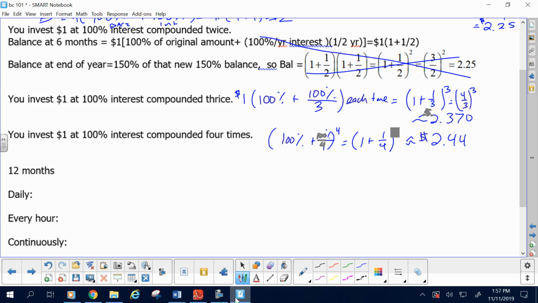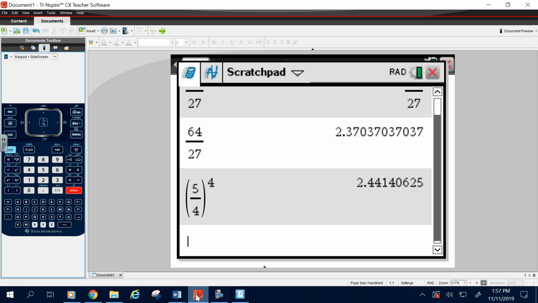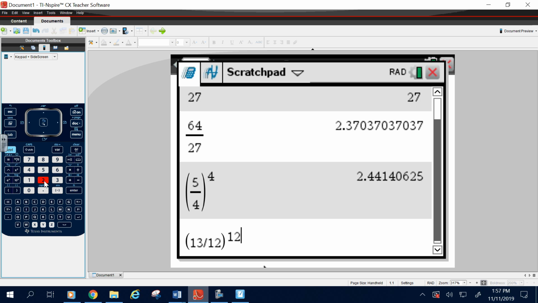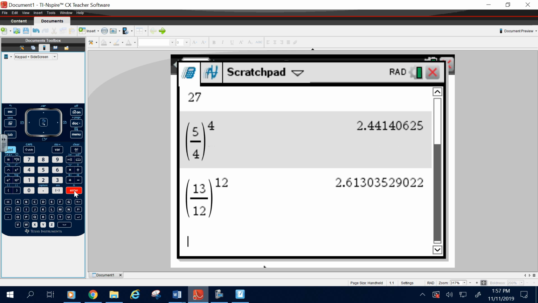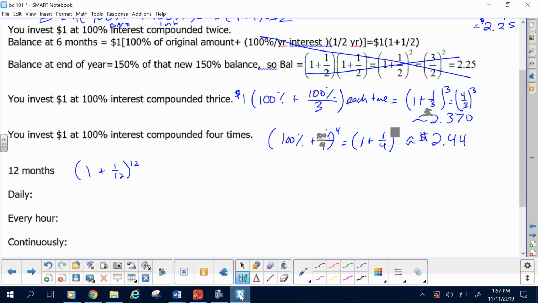What about every month, 12 times? How would you calculate it? 1 plus 1/12, to the 12th, or 13/12 to the 12th power. 13/12 to the 12th is 2.613. Even better. It seems at this point, somebody probably said, if you just keep continuously compounding, you're going to get rich. You'll get infinitely many dollars. Does it go without bound?